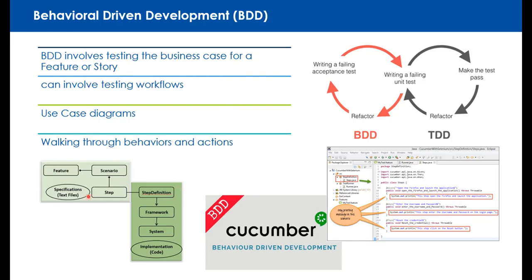It can involve workflows, as we can see here, use case diagrams, or you can actually have tools. You can purchase tools that can help you with behavior driven development. You can also have walkthroughs of certain behaviors and actions to validate that this is a solution for the business.